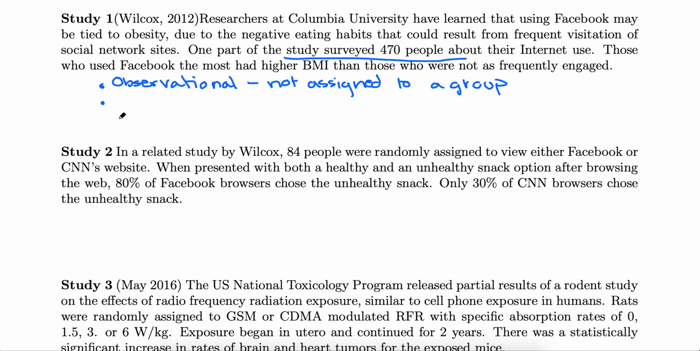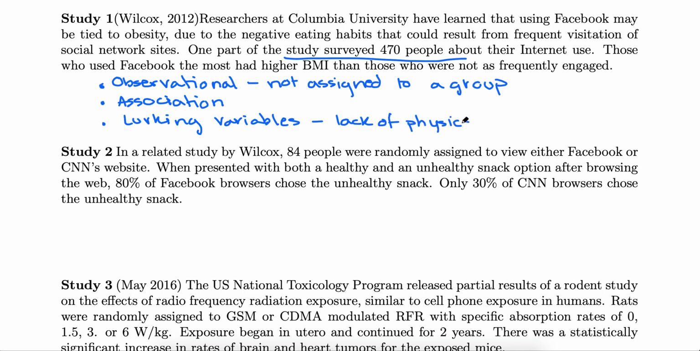Because it's observational, the type of conclusion we can make is only association. We are not able to show cause and effect because there could be lots of lurking variables here. So what other things could cause those who use Facebook to have higher BMI? Well, maybe you can think of lots of things. One thing could be lack of physical activity. Maybe if you're on Facebook all the time, you're not exercising because you're spending too much time on Facebook. And again, a whole other host of reasons. Feel free to jot down a few others of your own ideas.